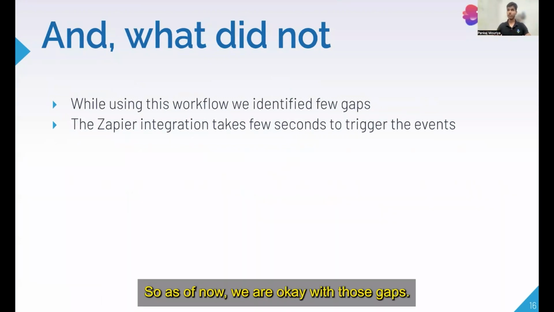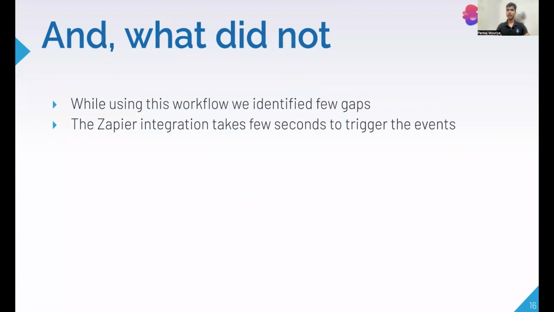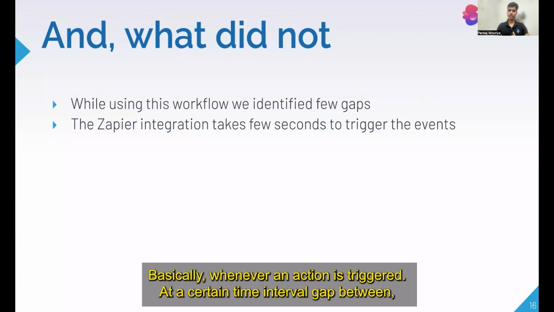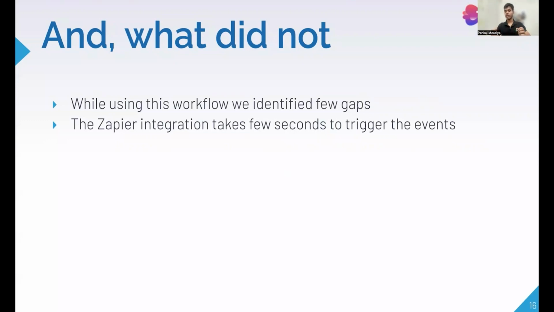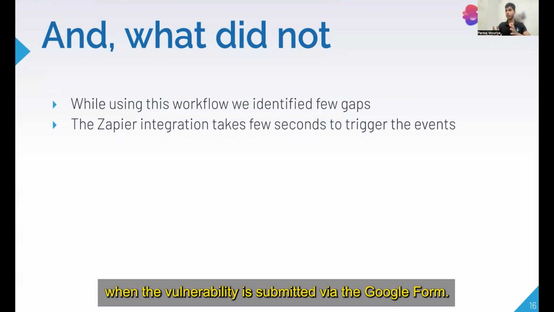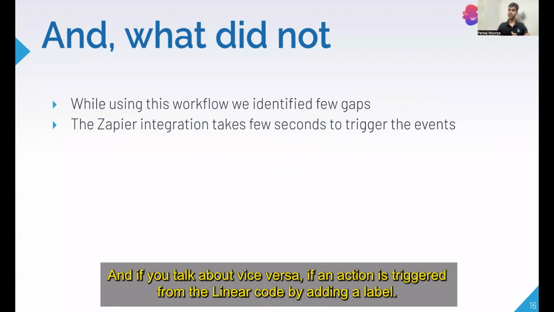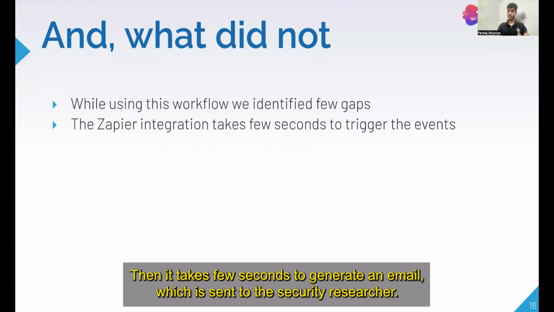So as of now, we are okay with those gaps. The Zapier integration takes a few seconds to trigger the events. Basically, whenever an action is triggered, there is a certain time interval gap, you can say, between when the vulnerability is submitted via the Google form and when Zapier populates it as a Linear ticket. And vice versa, if an action is triggered from Linear by adding a label, then it takes a few seconds to generate an email which is sent to the security researcher.